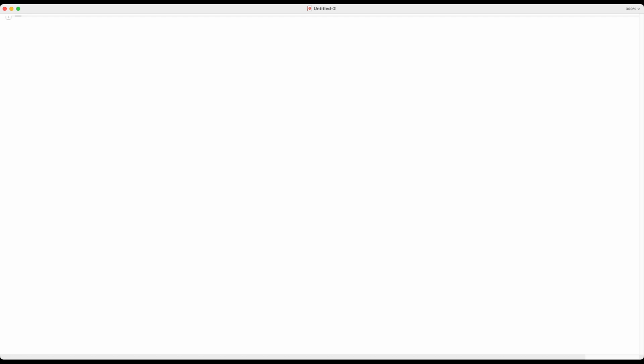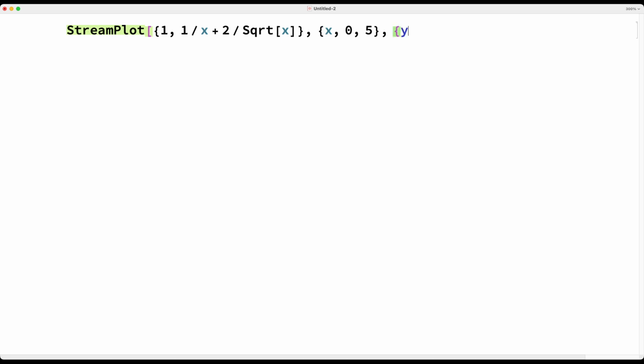All right, so let me take the original differential equation that we started with, and I'm going to take the y prime equals form. So this was what? 1 over x plus 2 over square root of x. All right, and I'm going to do what's called a stream plot. What do we get for our solution?